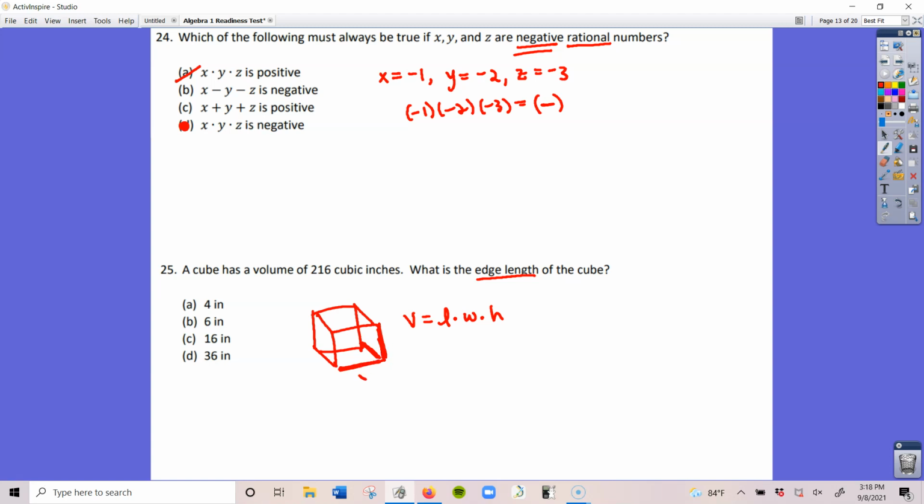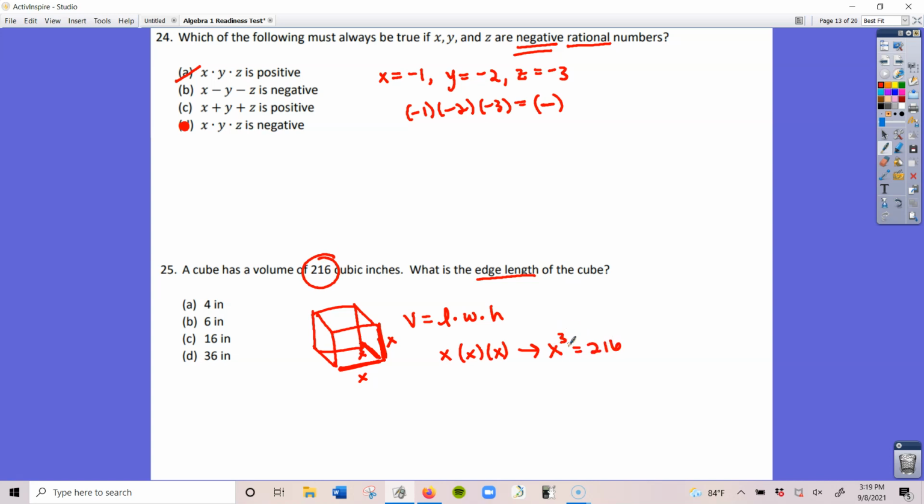So I'm just going to call that x. So this is my length, this is my width, and this is my height. If I multiply x times x times x, since length is x, width is x, height is x, that would give me x to the third power. And we are told in the question that the volume is equal to 216.